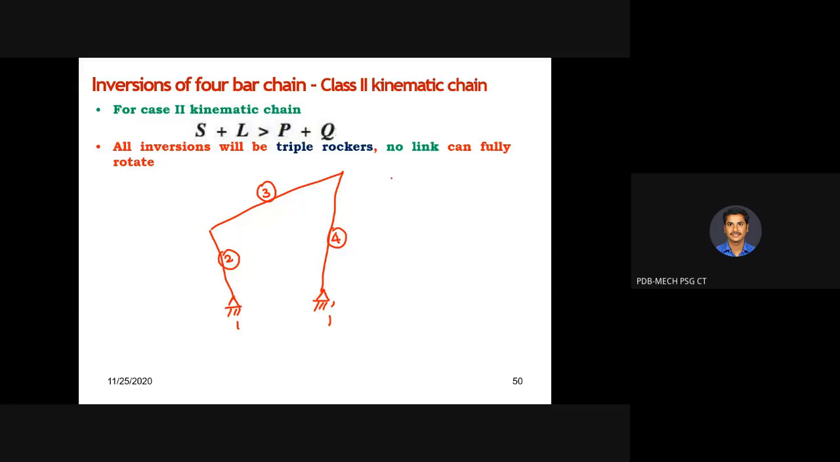There will definitely be one shortest link, which is the link with the least dimension among the 4 links. Another link will definitely be the longest dimension. The other 2 will be intermediate between S and L. For example, if S is 3 centimeters and L is 11 centimeters, then P and Q will be between these. So P may be 5 centimeters and Q may be 7 centimeters.